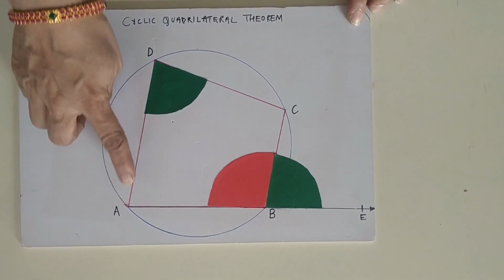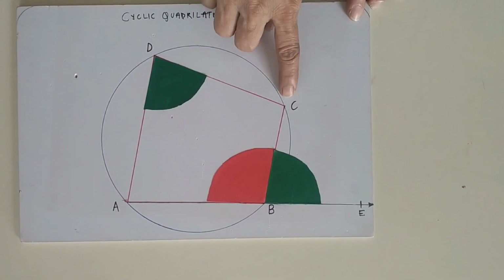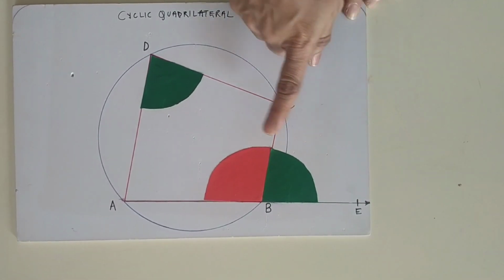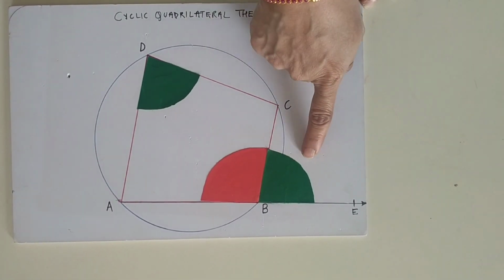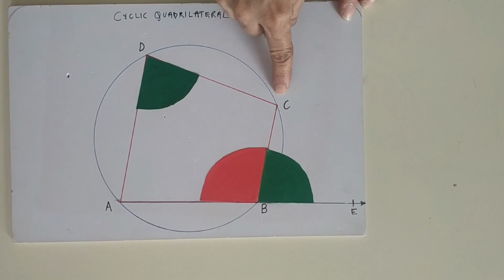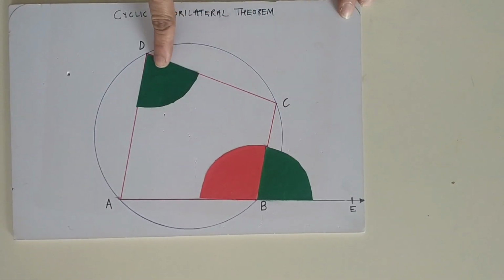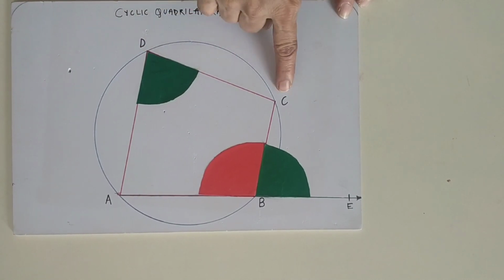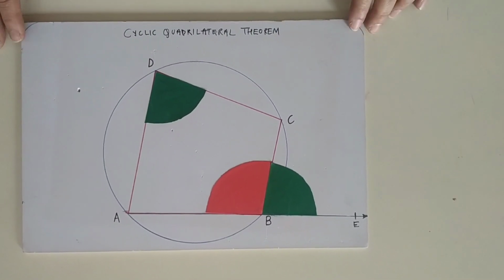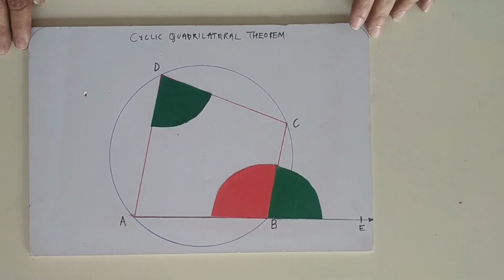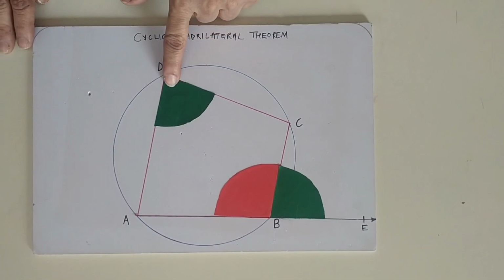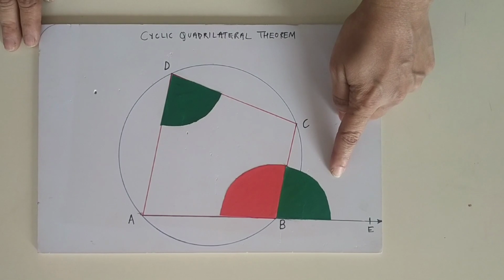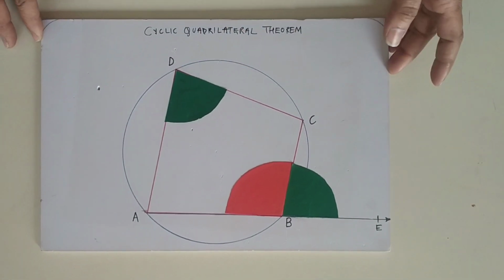Now this angle ADC and angle CBE, if you observe, this angle CBE is in the exterior of the cyclic quadrilateral. That means this exterior angle of a cyclic quadrilateral, CBE, is congruent to this remote interior angle of the cyclic quadrilateral, that is angle ADC. Thus, it proves a corollary of the cyclic quadrilateral theorem, that is, the remote interior angle of the cyclic quadrilateral and the exterior angle of the cyclic quadrilateral are congruent.